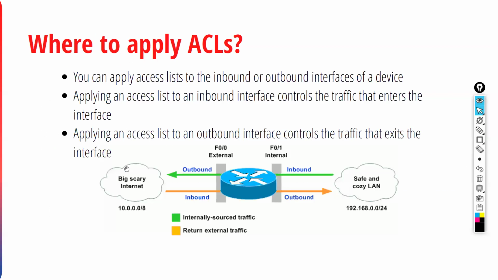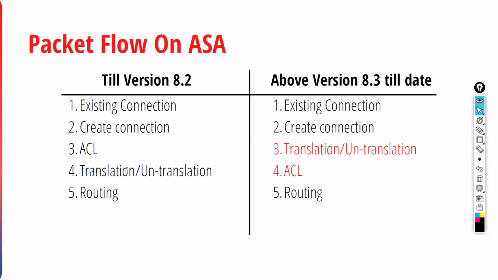Now let's go for the packet flow. There is a packet flow we need to understand, the packet flow on the ASA. ASA has two packet flows. One was till the iOS version 8.2, and the other after the iOS version 8.3. So currently this one is being used.